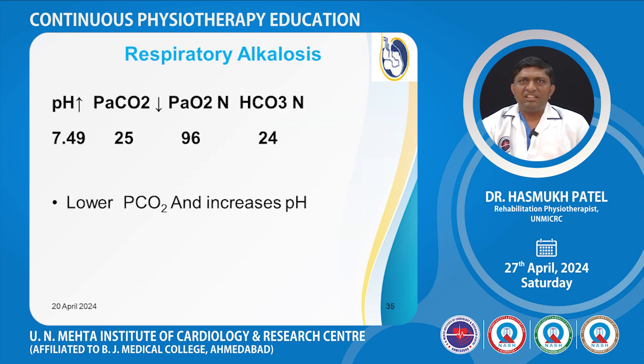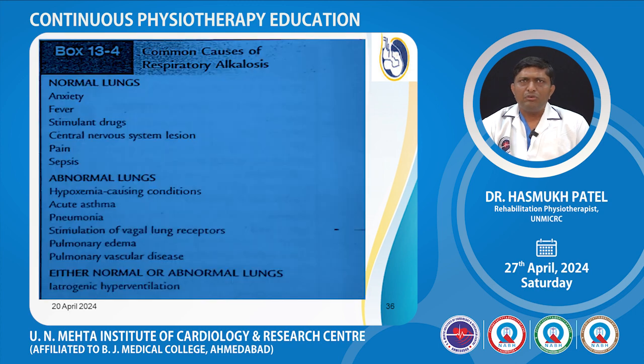Now, the second one is respiratory alkalosis. In respiratory alkalosis, pH increases, PaCO2 decreases, PO2 normal and HCO3 normal. There is a lower PaCO2 and increased pH in respiratory alkalosis. Common causes of respiratory alkalosis in normal lungs are anxiety, fever, stimulant drugs, central nervous system lesion, pain and sepsis. These are the things that can cause respiratory alkalosis.